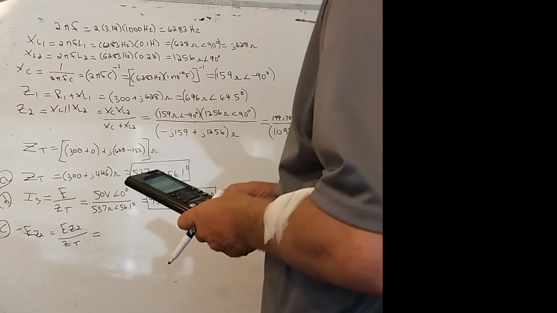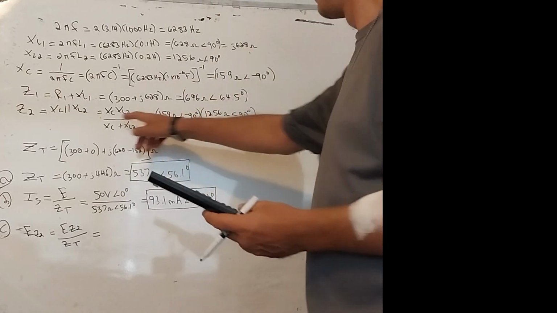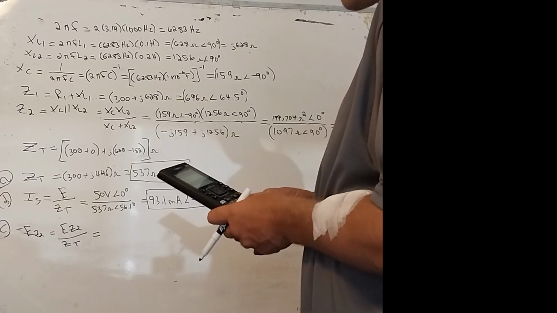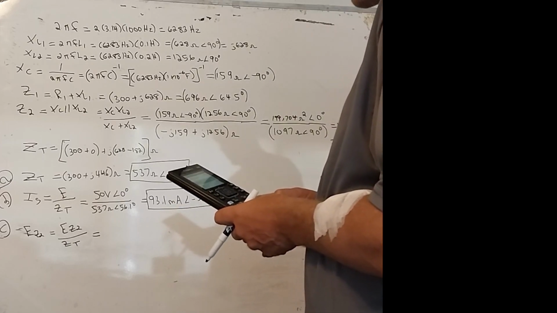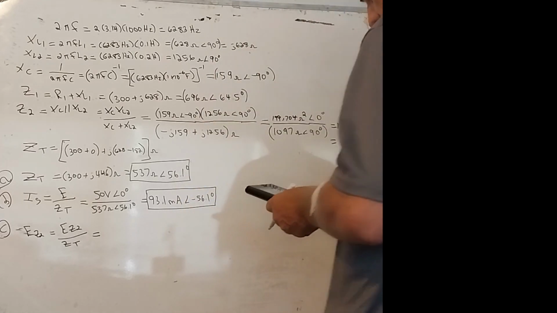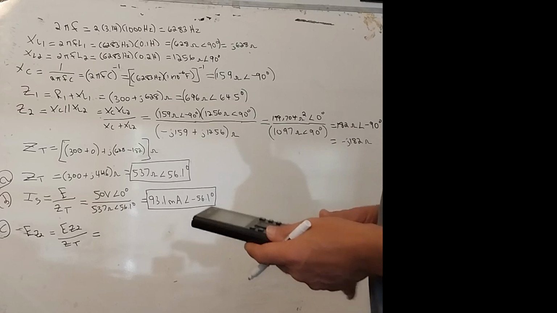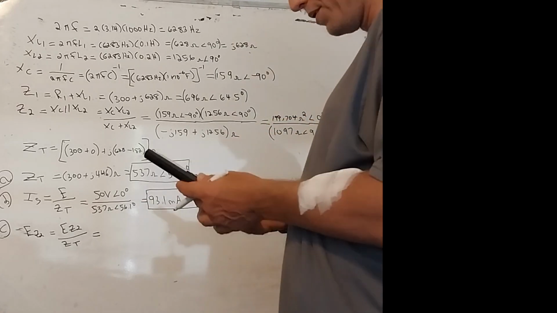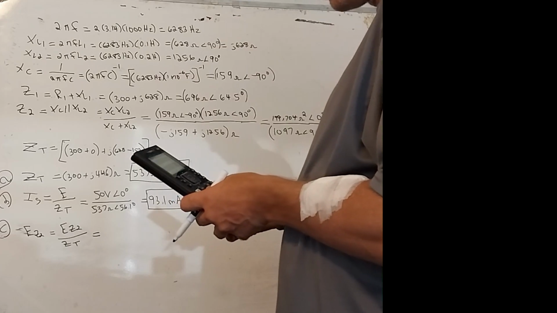I take 50 times Z2, 182. We get 9100 at negative 90 degrees. But let's do the whole calculation. ZT is 537, so divide that by 537.